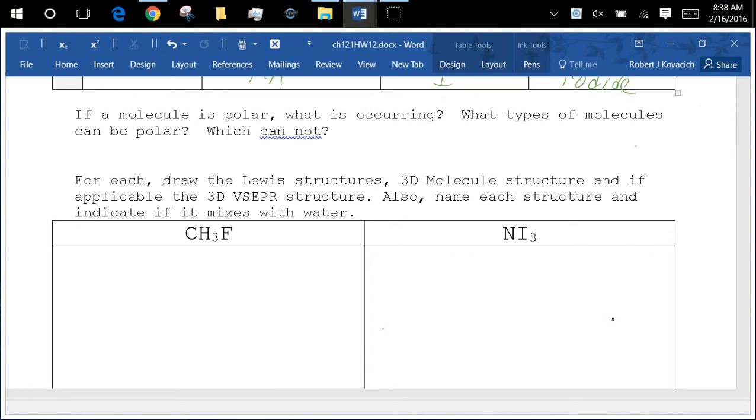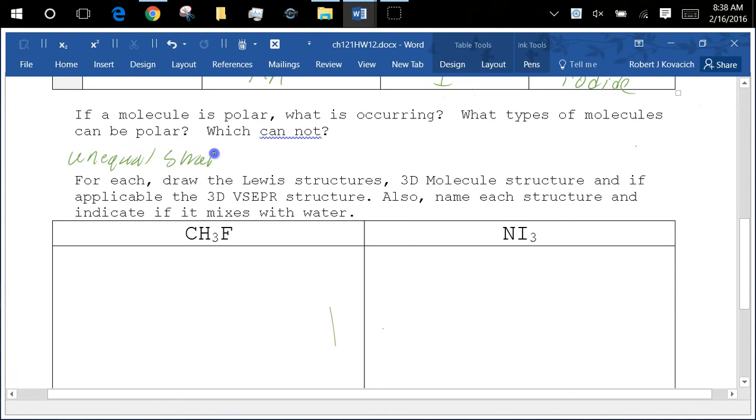It's becoming slightly charged on one side. They're sharing the 2 electrons unequally. It's an unequal sharing of the electrons in a bond. So if it's unequal sharing of electrons, what molecules can be polar?